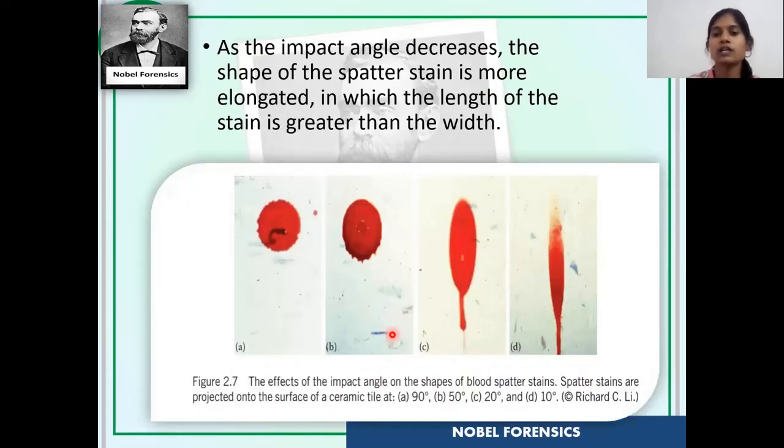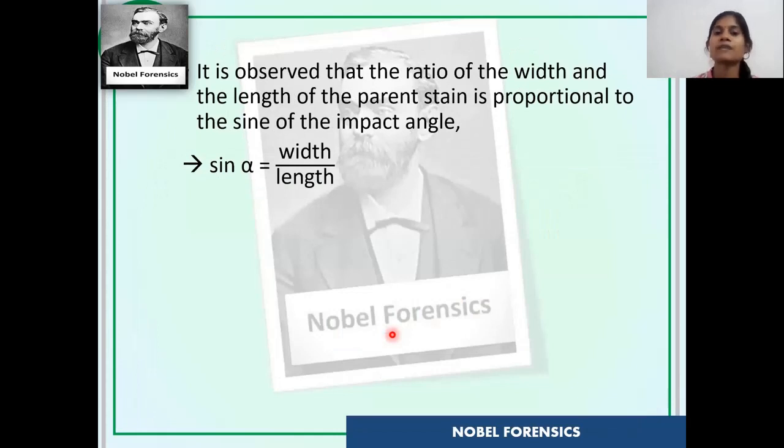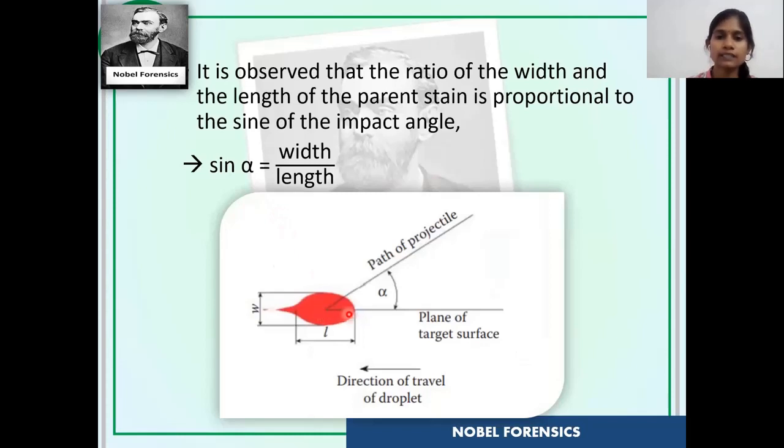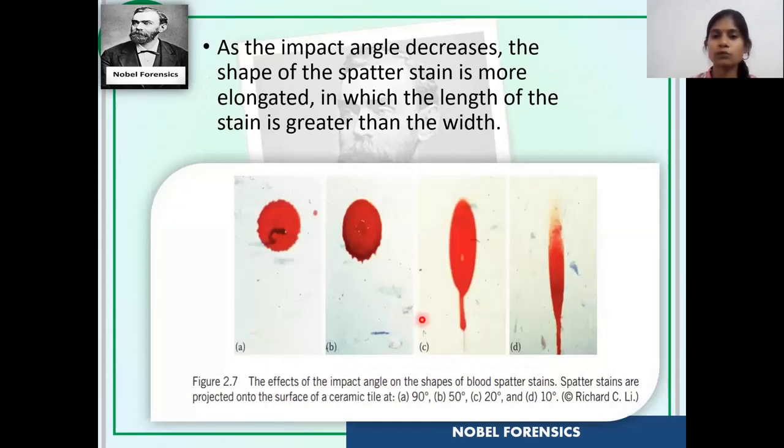There is one formula to identify these angles. Whenever we observe these blood stains at the crime scene, to identify the angle, we use one formula, which is sin alpha equals width by length. Here width means the blood stain width, and length means the blood stain length. You can see this image. The tail indicates the direction of travel. I'm just going back a slide. You can see these second, third, and fourth images are traveling from above to downwards, so there is formation of a tail in the downwards direction.